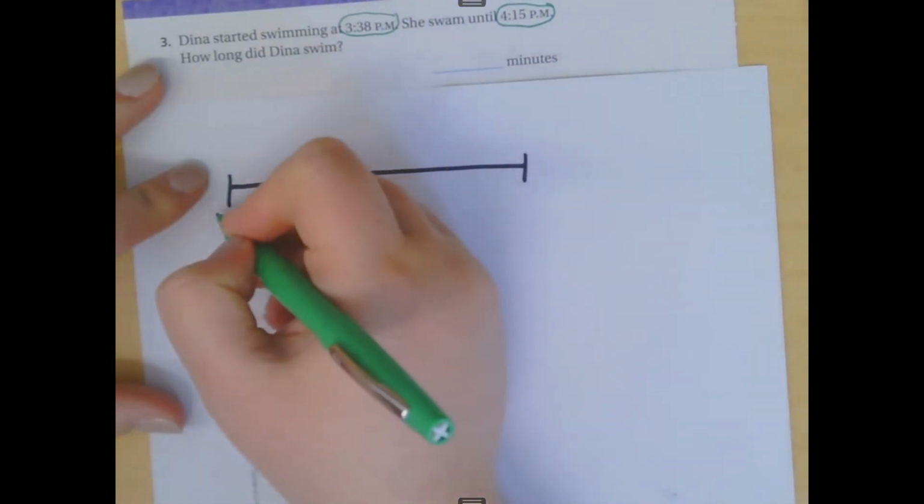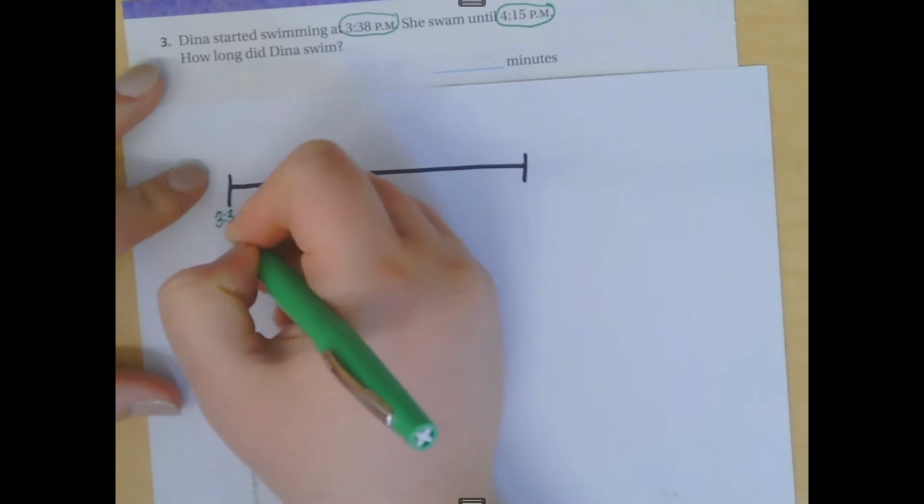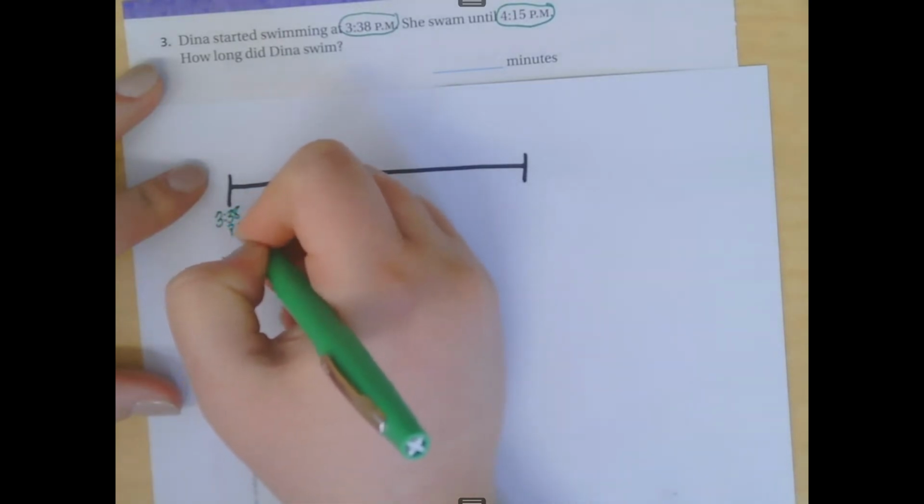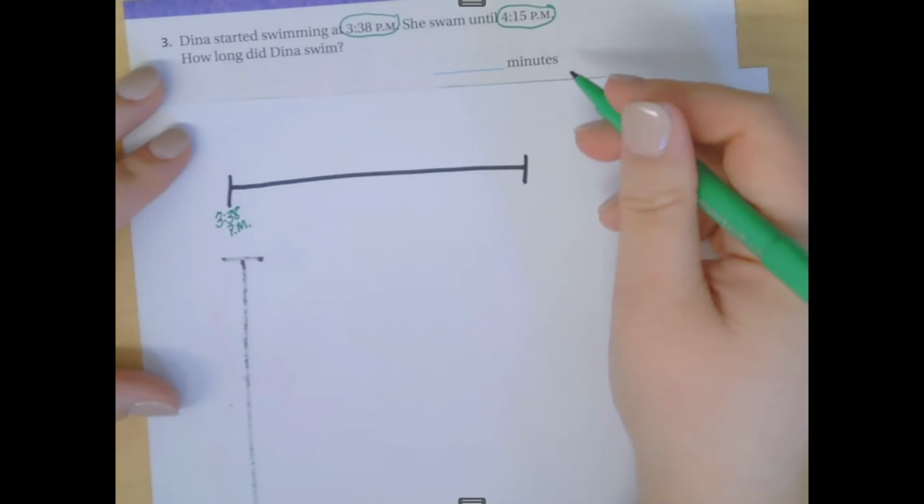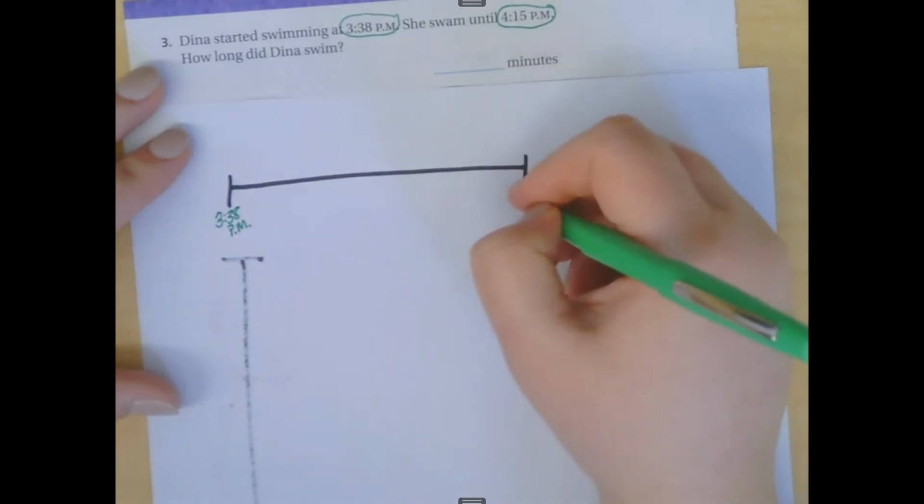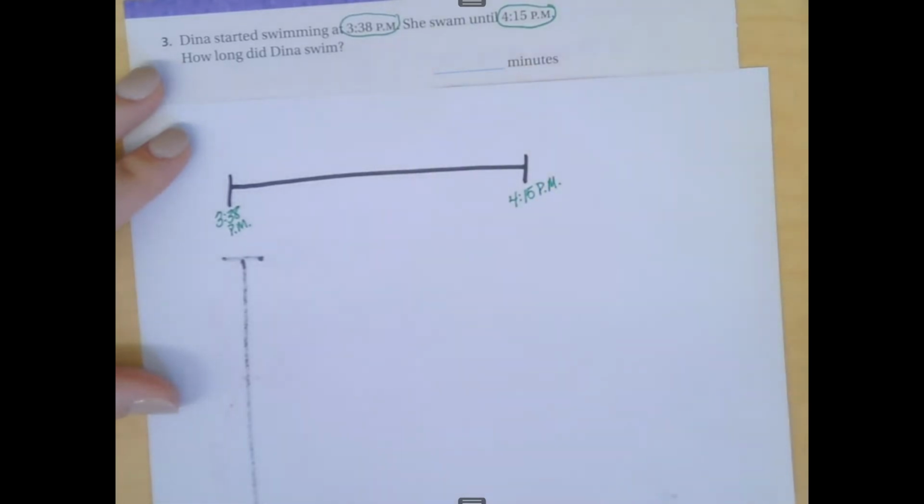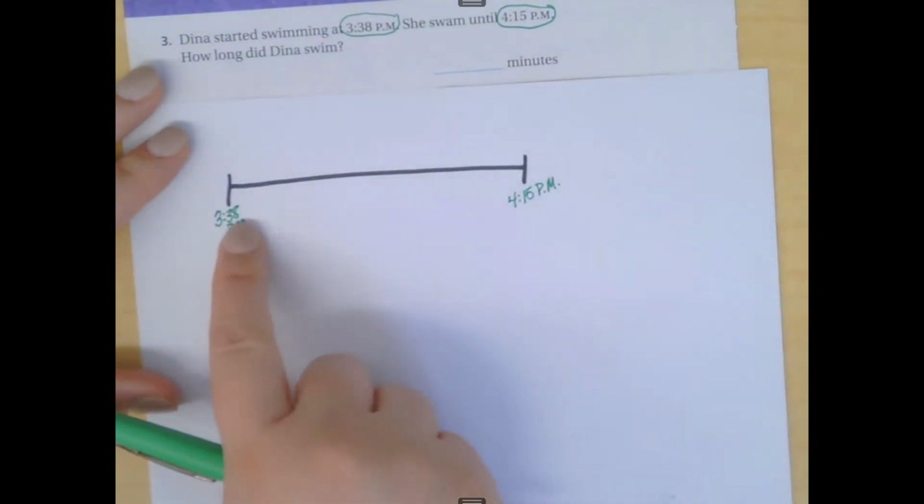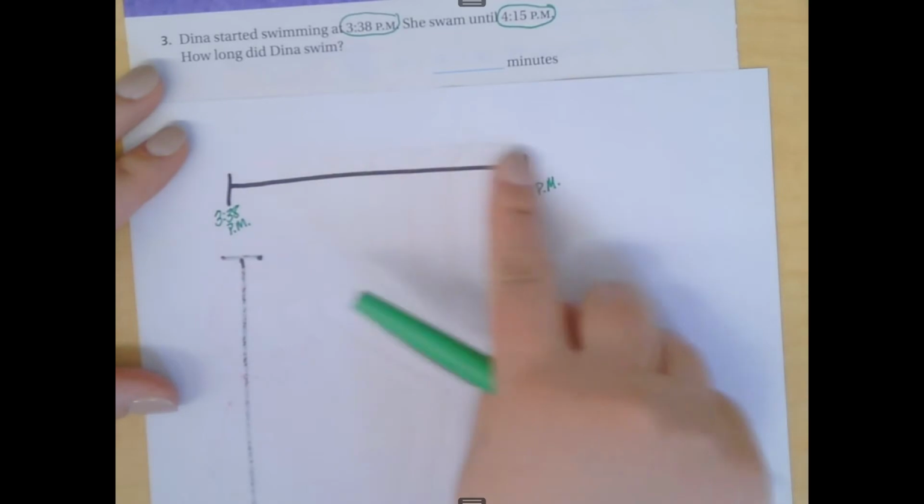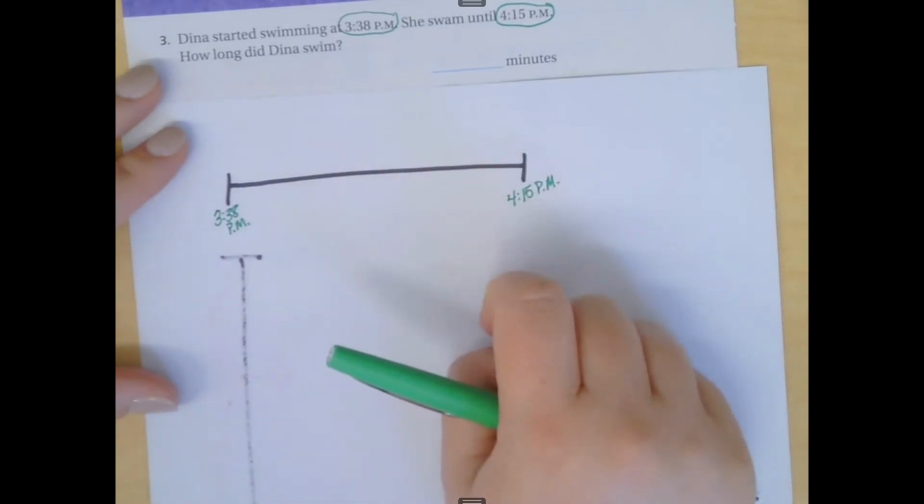So I'm going to write my start time down. 3:38 p.m. Okay? And she swam until 4:15 p.m. So I'm going to write my end time down. All right, so we need to jump from here to here, and then we're going to add up all our jumps to find out how long she swam.